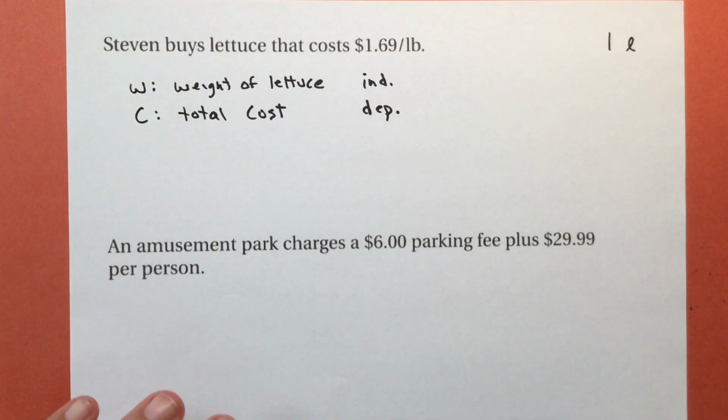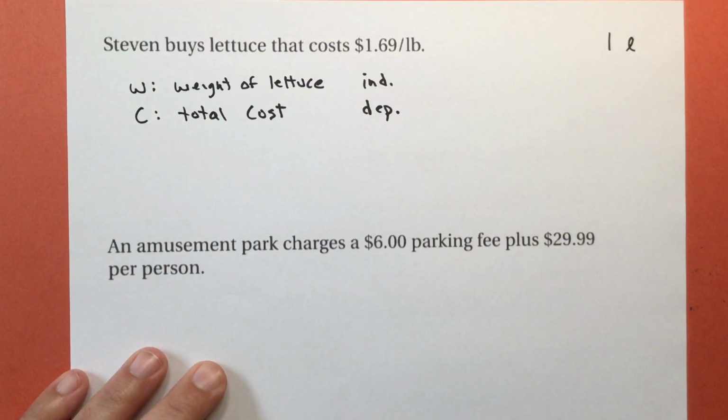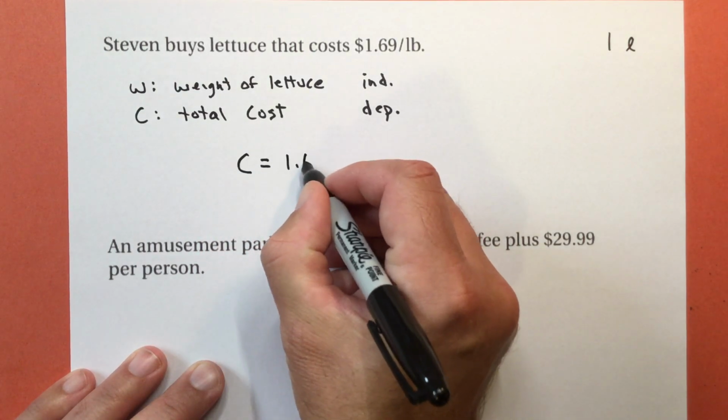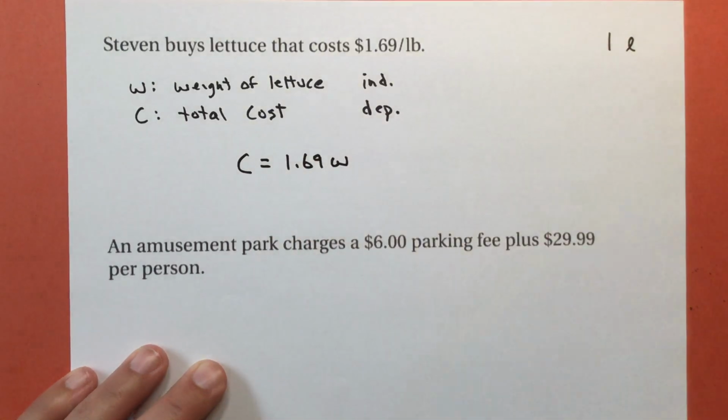All right, so what is the total cost? If you buy 1 pound of lettuce, Stephen, it's going to be $1.69. If you buy 2 pounds, it's $1.69 plus another $1.69, which is 2 times $1.69. If you buy 3 pounds, it's $1.69 times 3. See what I'm doing there? Each pound of lettuce that you increase by, you multiply by that. Repeated addition is multiplication. So my equation is: total cost is $1.69 times the total weight of the lettuce.